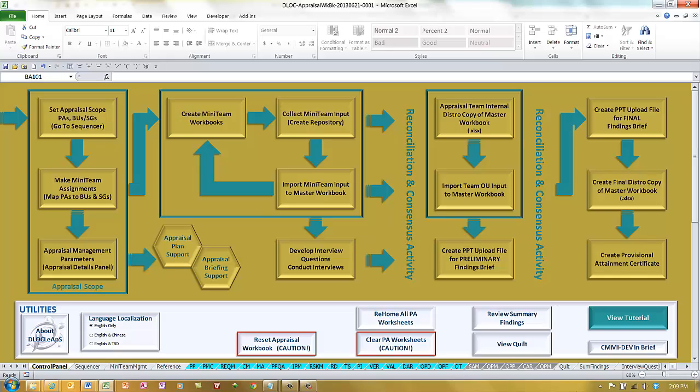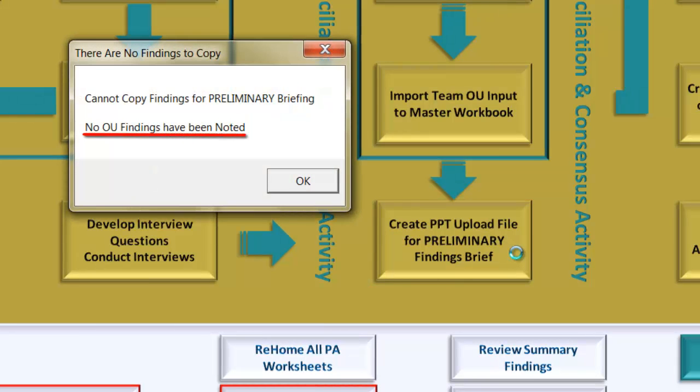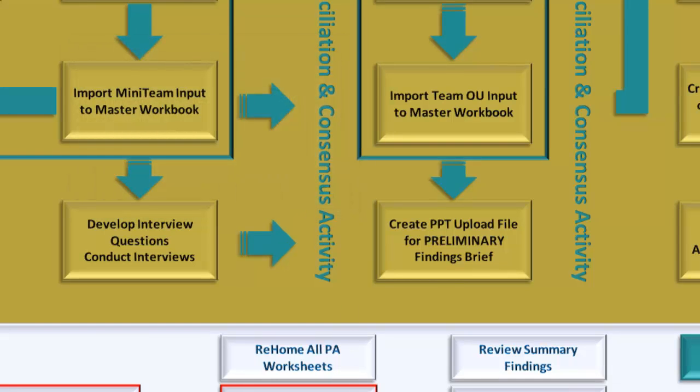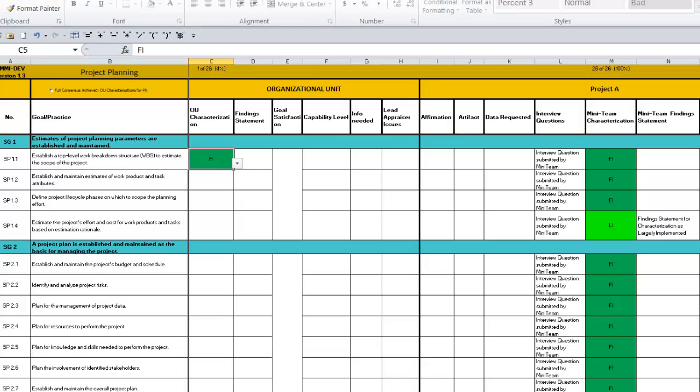So at this point, if you click on the button to create a PowerPoint upload file for a preliminary findings brief, DLOCLeAPS will advise you that you cannot copy findings for a preliminary briefing because no OU findings have been noted. Now let's enter some sample OU data in the Project Planning tab.